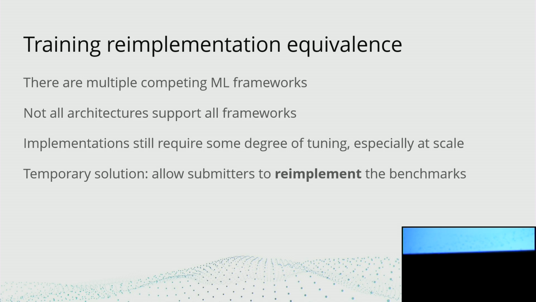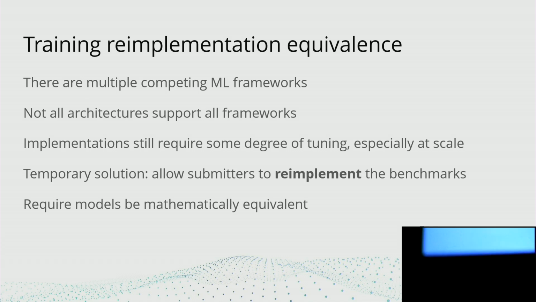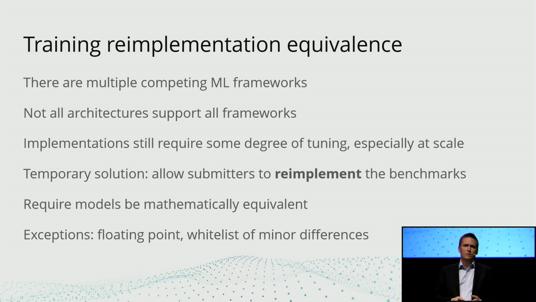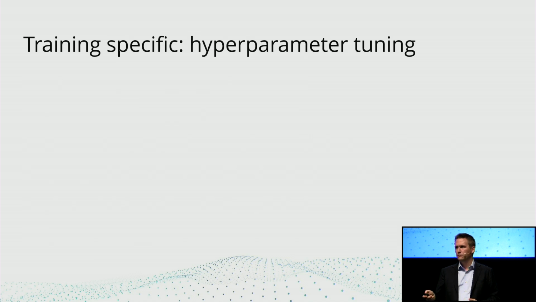So we have the solution: re-implement things. We require that the models be mathematically equivalent. In particular, the core ML, the network needs to look the same, do the same operations. We do allow some exceptions. We're more flexible around pre- and post-processing type of things. We have to support different numerics. We have a whitelist of other minor differences that are just practical ways of getting this done. But we try for equivalence in the closed division.